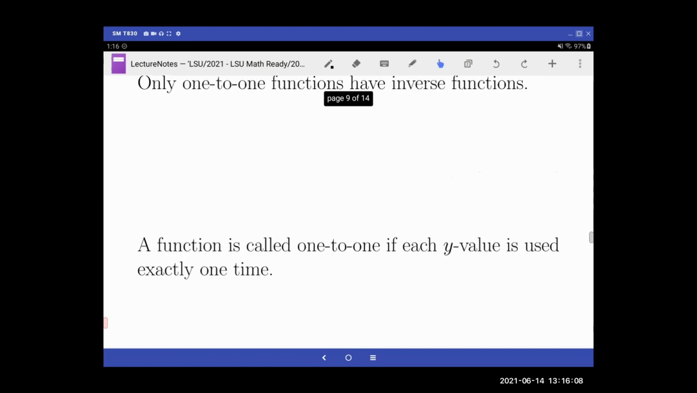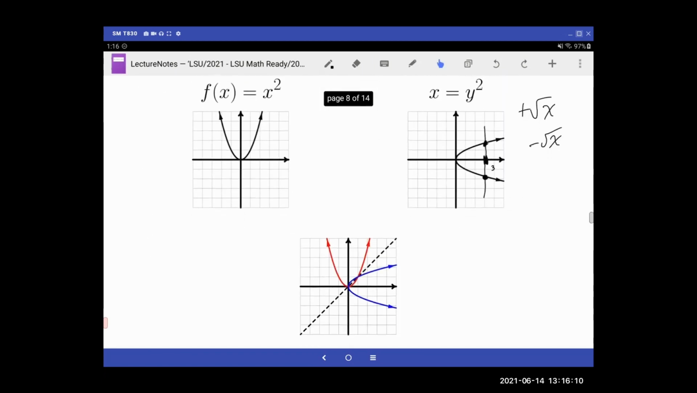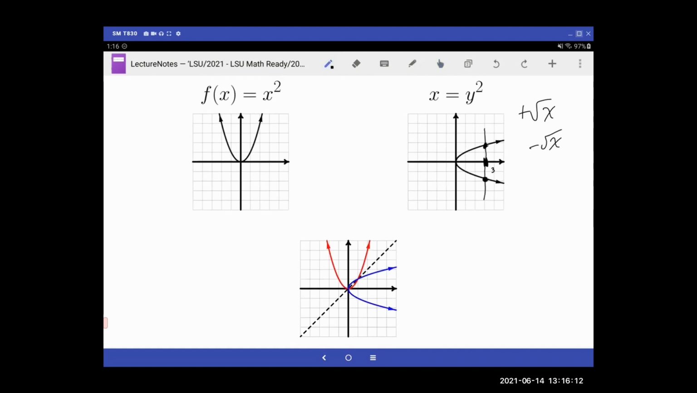Let's look back at this example here. Each x value or each y value is used only once. That's not true for this, right? If I look at this function right here, I see that y value used twice. Here, the y value is used twice. So if you're having a situation where the y value is being used more than once, it does not have an inverse function. It may have an inverse, but not an inverse function. And that's what we see here, right? This is not an inverse function.